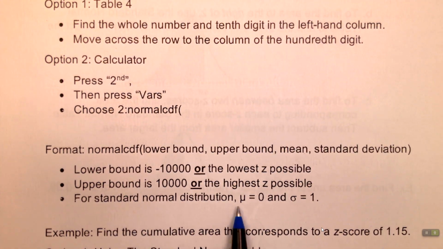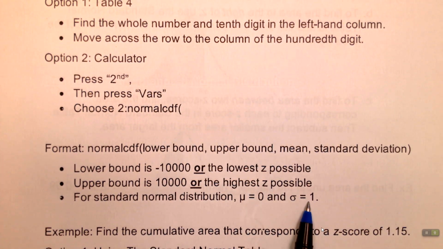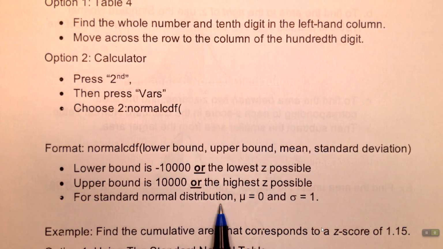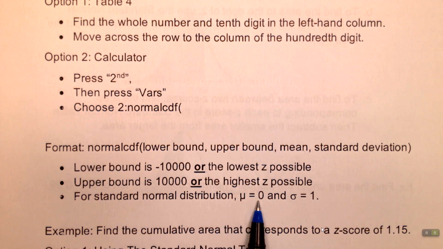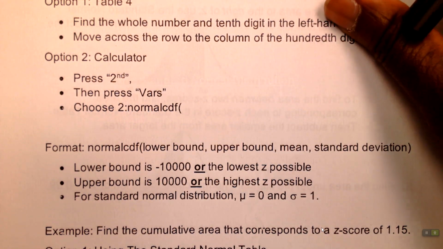For standard normal distribution, 0 and 1 will always be your mean and standard deviation. So for standard normal distribution, you may want to highlight this. Mean equals 0, standard deviation equals 1. It will always be your numbers. All right, so let's practice this first one.